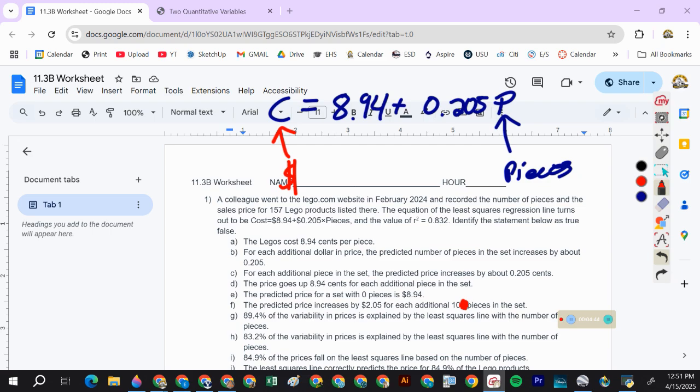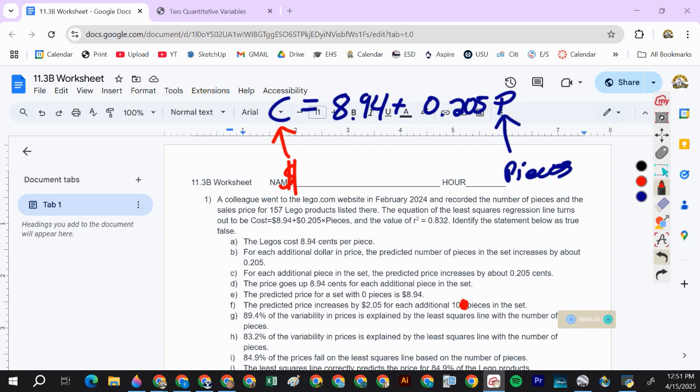Okay, I. 84.9% of the prices land on the least squares regression line. False. That is not true. The least squares line correctly predicts the price for 84.9% of Lego products. False. Right? 84.9 tells you how much of the variation can be attributed to the number of pieces.